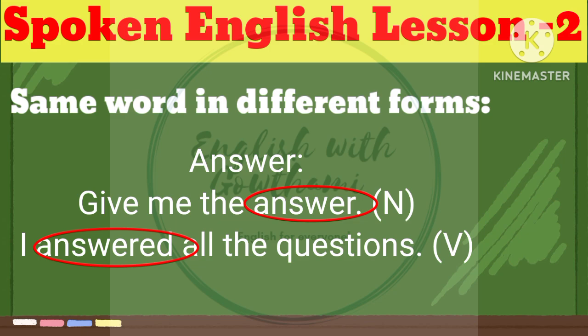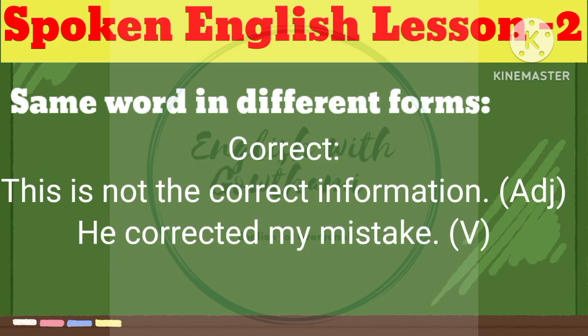Okay. Next, the word correct. This is not the correct information. In this sentence, the word correct tells more about the information, about the noun, right? So, in this sentence, the word correct is an adjective. He corrected my mistake. In this case, corrected is the past form of correct.